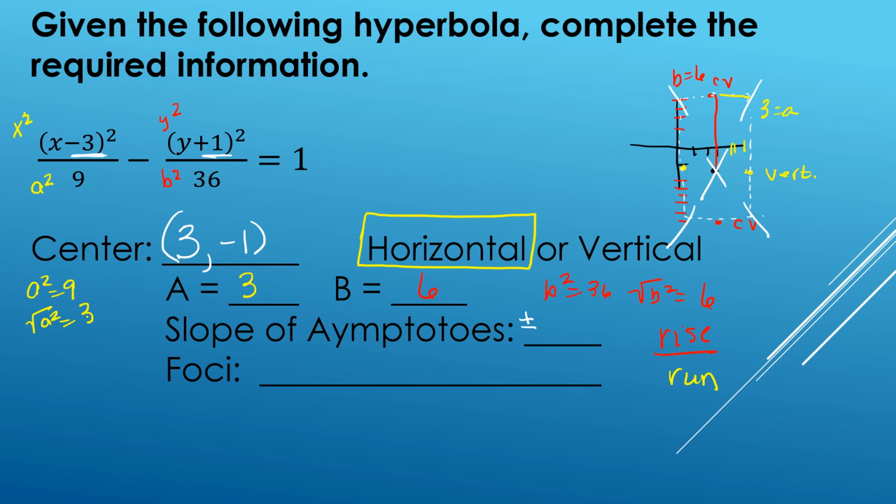So our slope is up 6 over 3, so rise over run, positive and negative 6 over 3, which you can just simplify to positive and negative 2. That answer is perfect. So our next little part is to determine our foci.